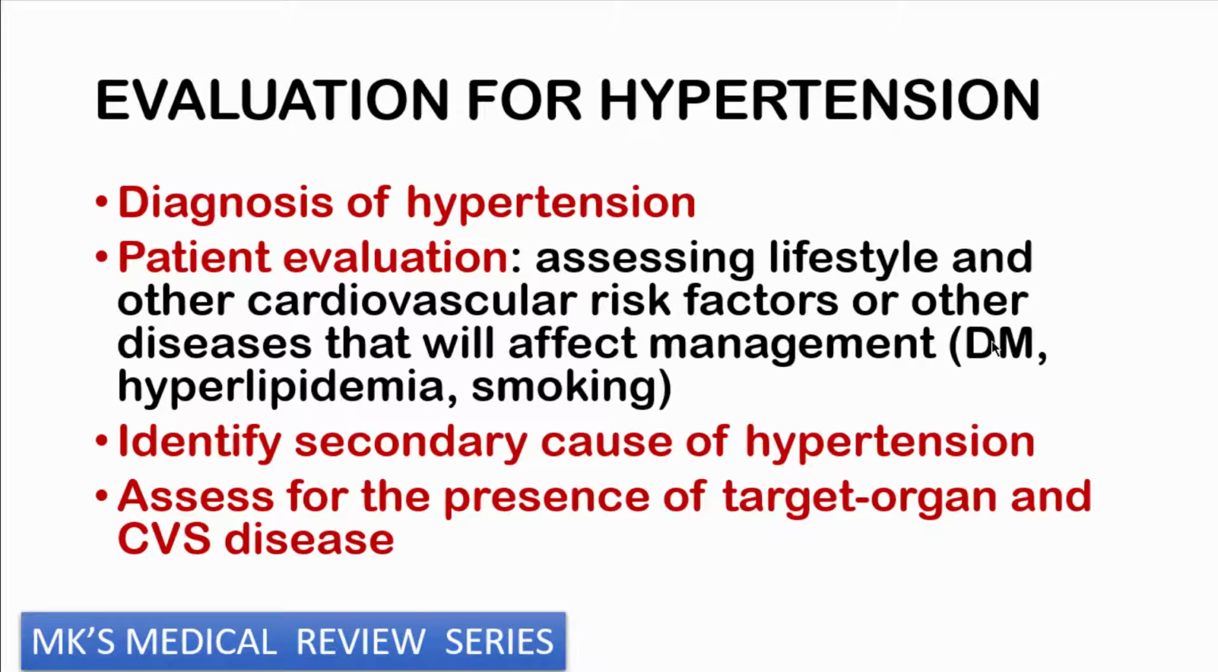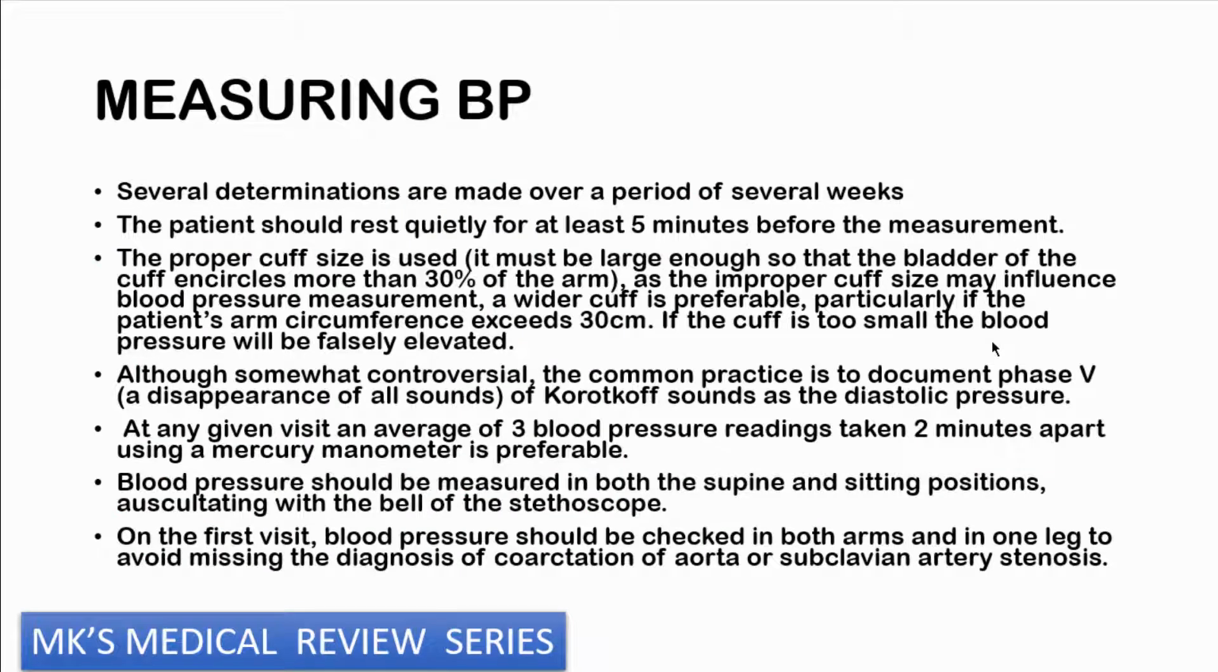Then you try and identify if there's any secondary cause of hypertension, which you may pick up on your history. You may sometimes pick up on the physical examination. Like, for example, someone may present to you with severe weight loss, sweating of the palms on examination, as well as a high BP. So you may think that this individual may have hyperthyroidism. Then of course you're going to be assessing and examining this patient for any target organ damage or cardiovascular disease. So how exactly do we measure blood pressure?